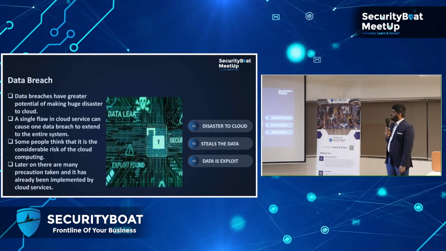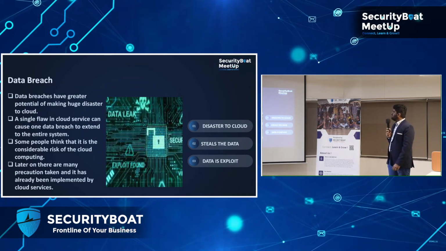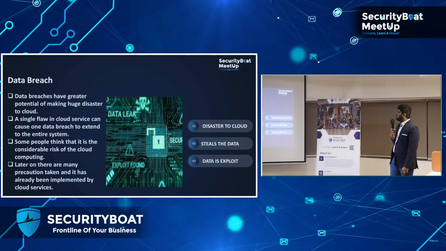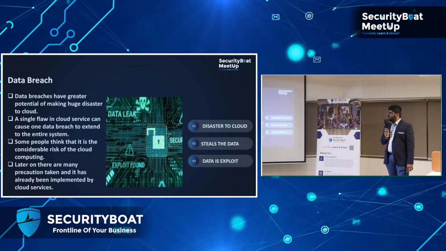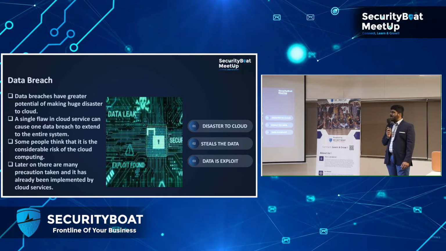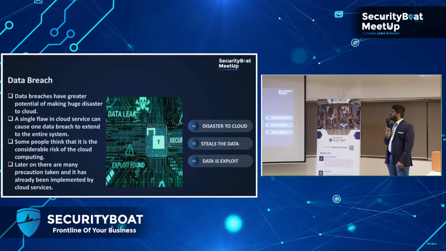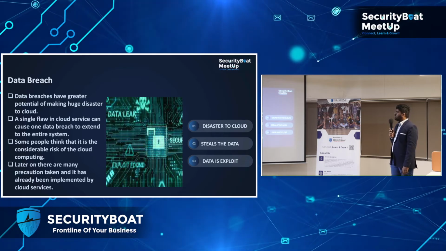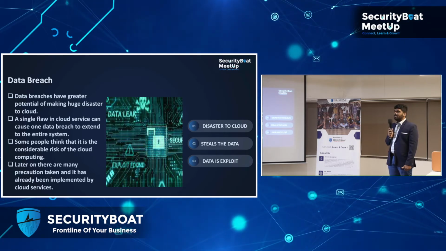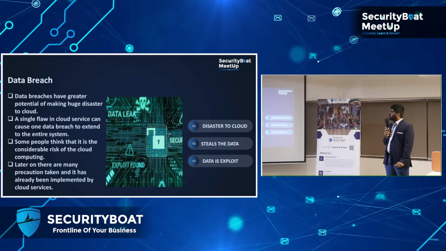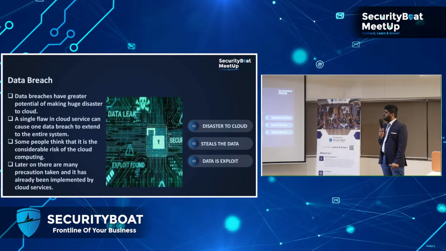So we move to the next slide. The next is the data breach. We will cover three main points: disaster to cloud, steals the data, and data is exploited. A data breach is the threat that the hacker will steal your data or manipulate your data. So a data breach has the potential of causing a huge disaster to the cloud. Suppose there is a single loophole in your system, then the cost of the data breach can extend to the entire system.